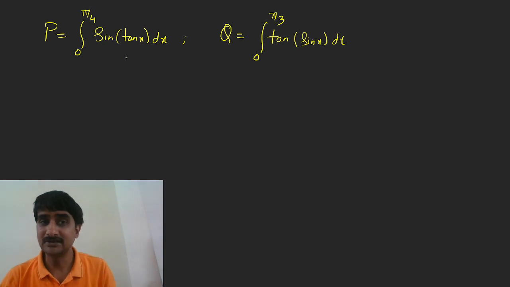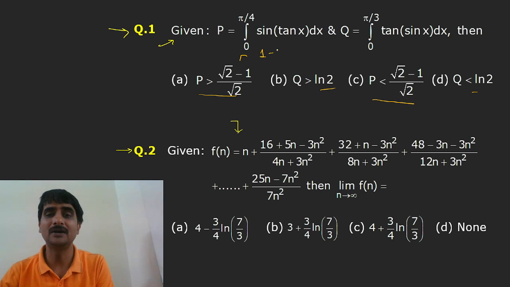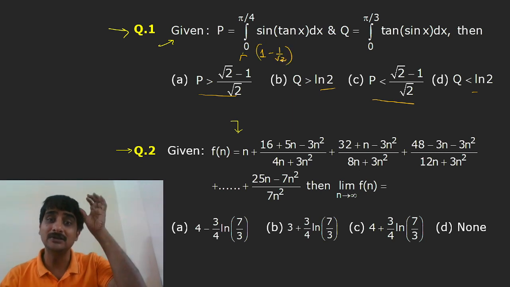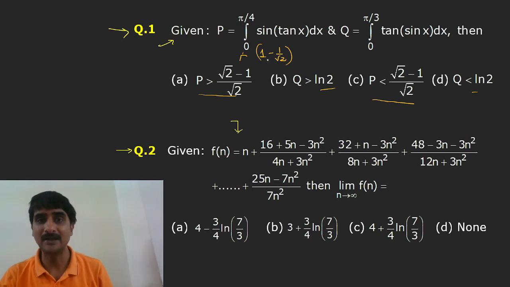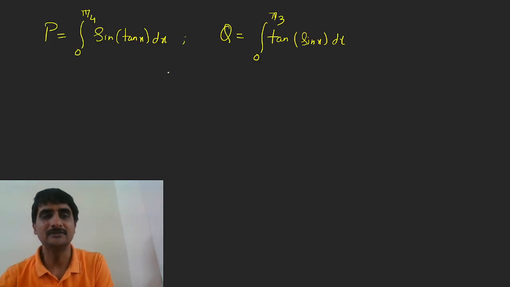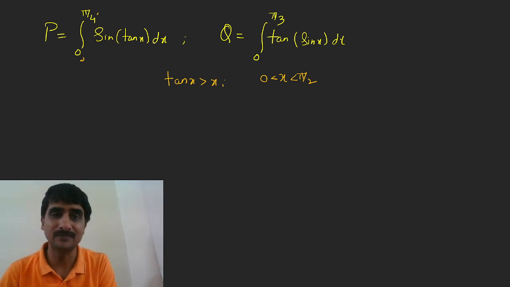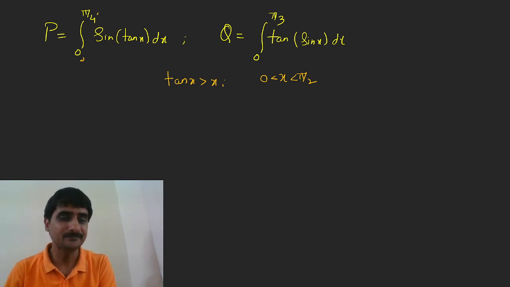See, so first thing is root 2 minus 1 by root 2, how much is it? It's 1 minus 1 by root 2. And integral is from 0 to pi by 4. That means we need to have sine pi by 4 or cos pi by 4 within integral, then only we will get 1 by root 2. Now how I initiated it, I said we know tan x is greater than x when x is greater than 0 and between 0 and pi by 2. And here in this integral, the limit of x is between 0 to pi by 4, so it gets satisfied.